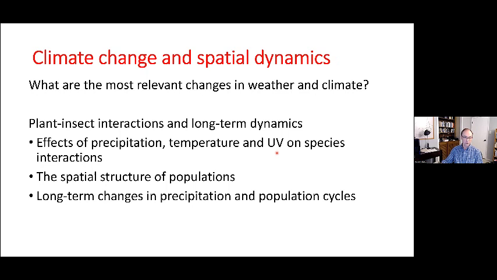in this one system. I'll talk about changes in the spatial structure of populations. These are a bit speculative, but I think are interesting and worth talking about. And then I'll talk about long-term changes in climate regimes that are ongoing and changes in precipitation and population cycles in this system that are resulting.